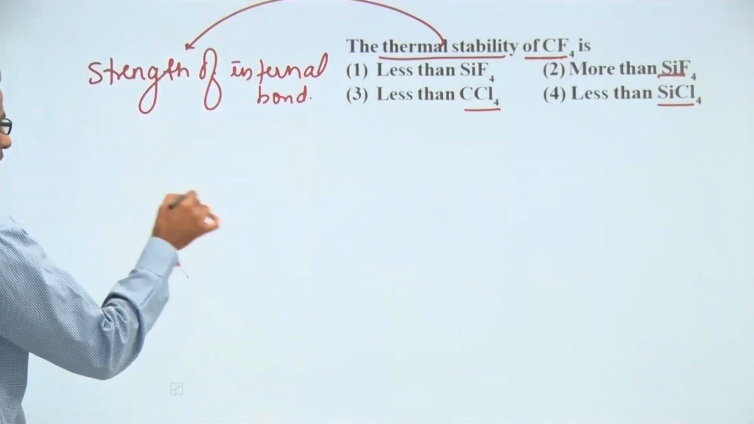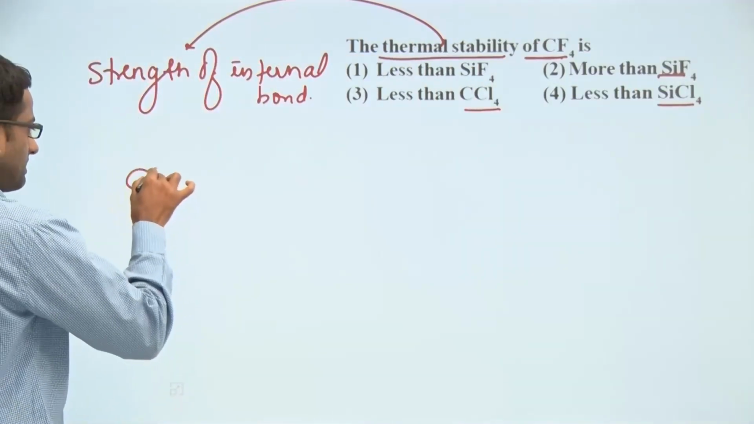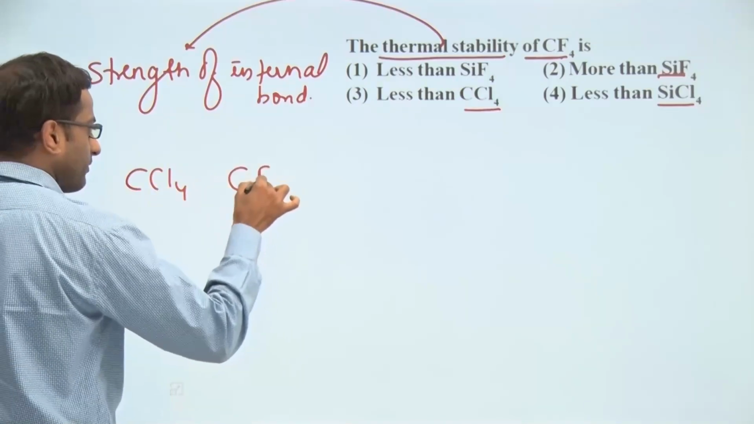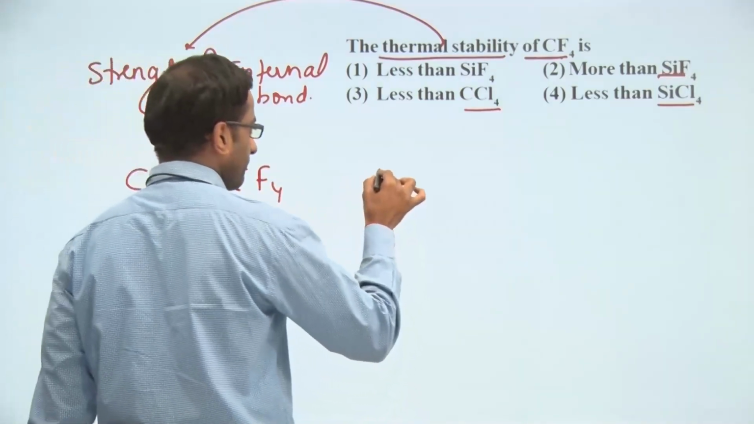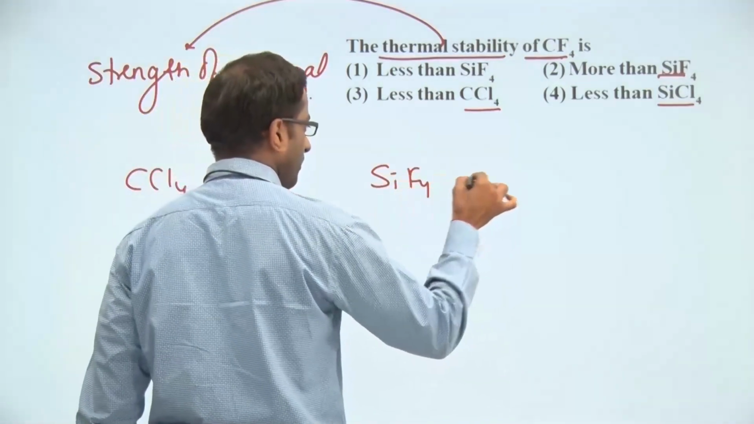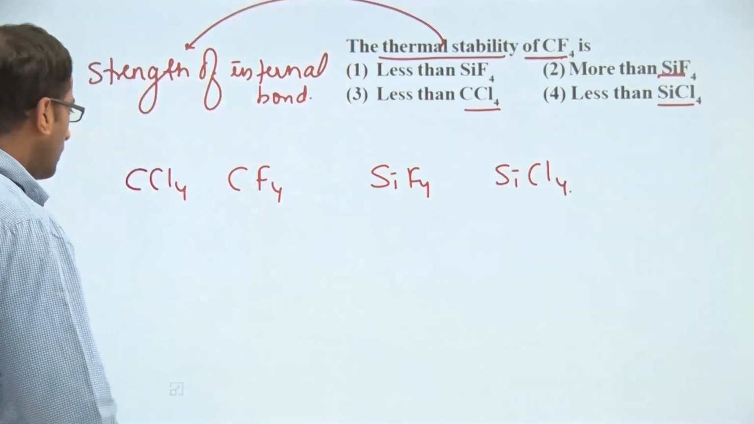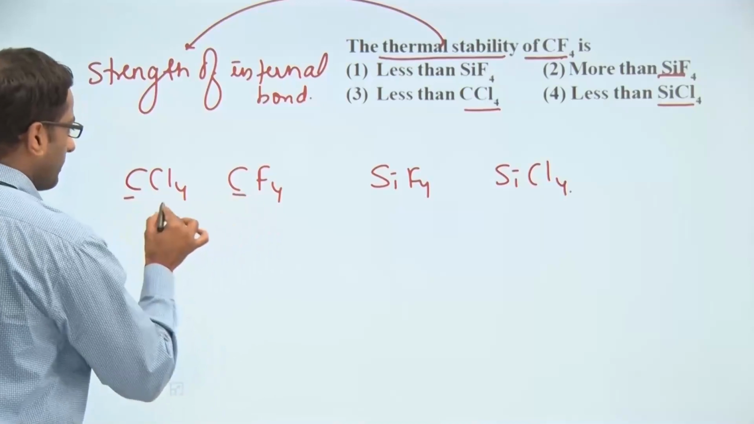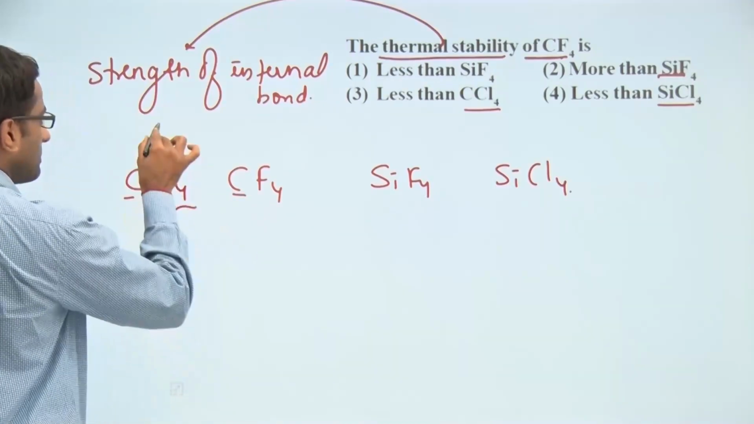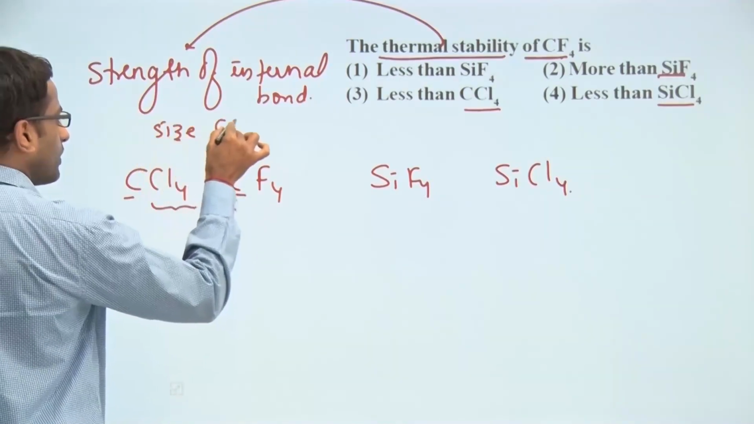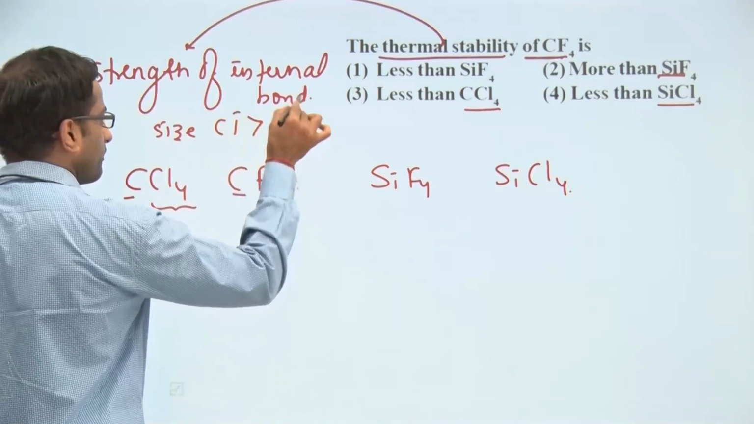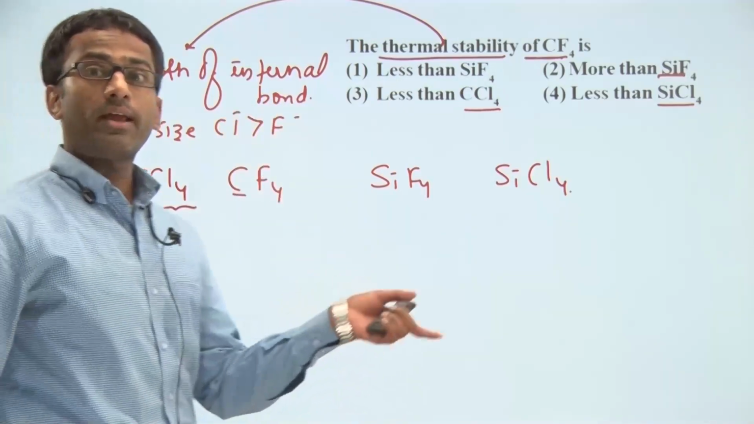Because the central atom is common, first of all we'll compare CCl4 and CF4. Then SiF4 and SiCl4. So the central atom is common here, and the size of chloride is more as compared to fluoride. Size of anion is more.